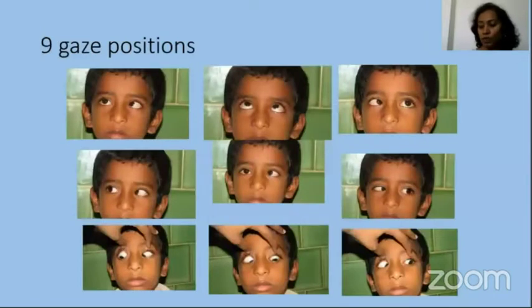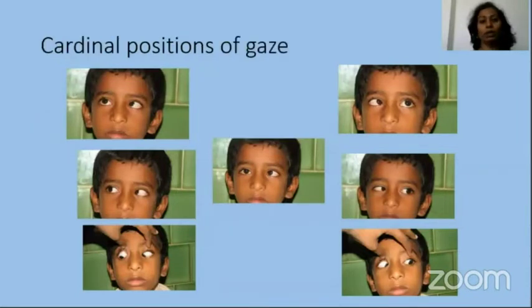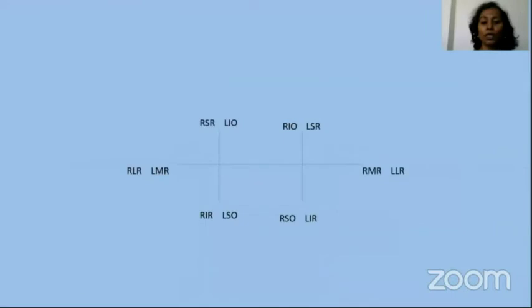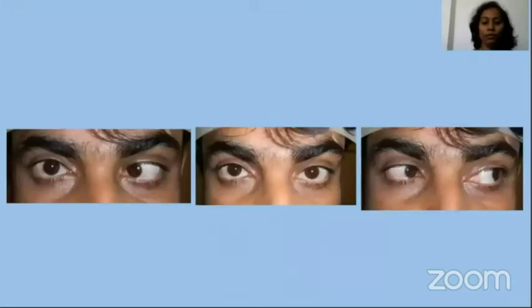Observe the 9 gaze positions for any abnormalities of the movements. That has to be documented in the cardinal positions of gaze, wherein we will write the individual muscles and the grade of limitation. It is not enough that you write limitation of abduction, adduction; you have to write the muscle, like lateral rectus, and grade 1, 2, 3, 4, how much the grade is also has to be mentioned. In this case, it would be right LR limitation grade 4 and left MR overaction grade 1. Like that you have to mention.